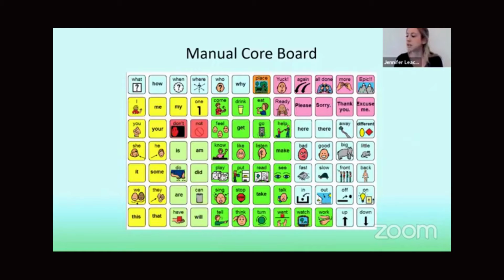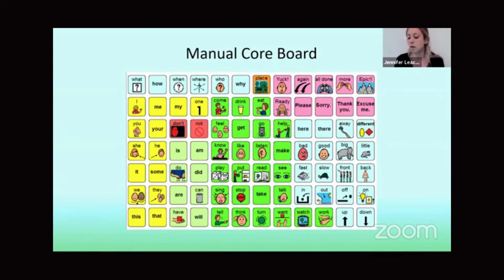So here is a manual core board. This is static. It's just a sheet, and you can just point to the different pictures to communicate what you want, and it does not talk. As you can see, you see the different colors, which is called the Fitzgerald key. A lot of therapists might use a modified Fitzgerald key, which is when different categories are color coded, which helps our visual kiddos remember where things are and understand that different colors mean a different category.